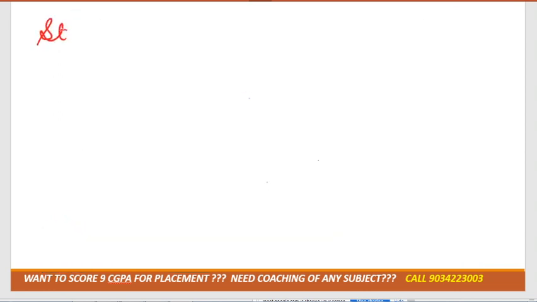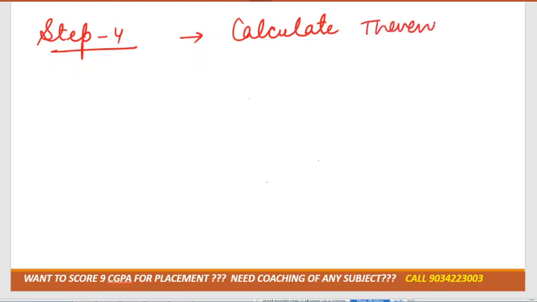Next is step number 4. Step number 4 is calculate Thevenin resistance. Again, it's a scientist's name, so it's named after him. Thevenin resistance is denoted by the term RTH. TH for Thevenin, R for resistance.